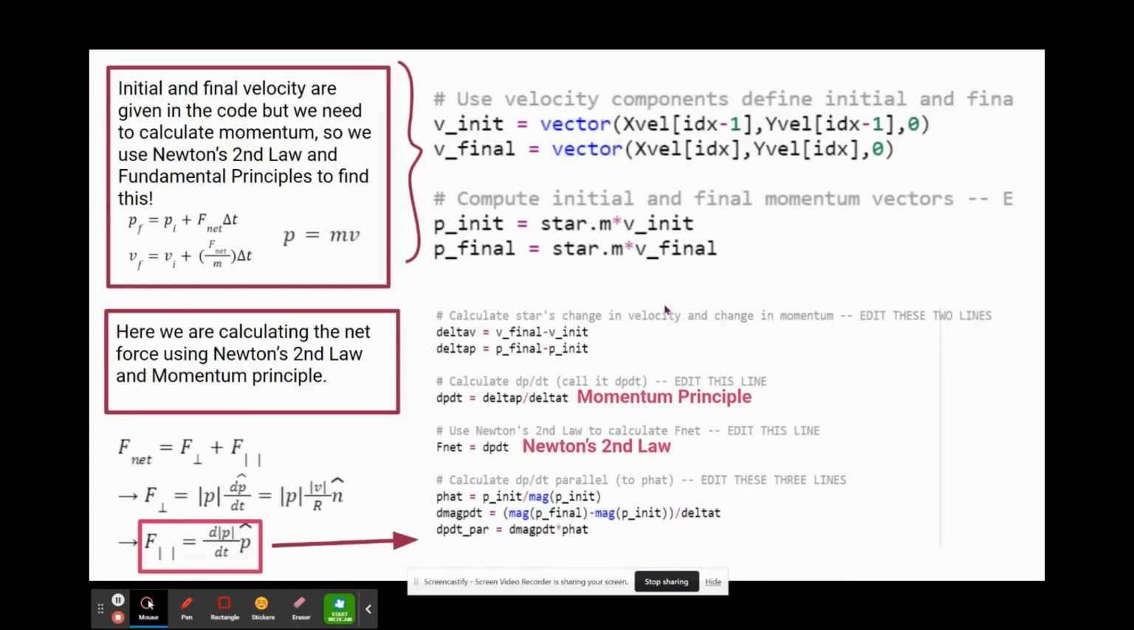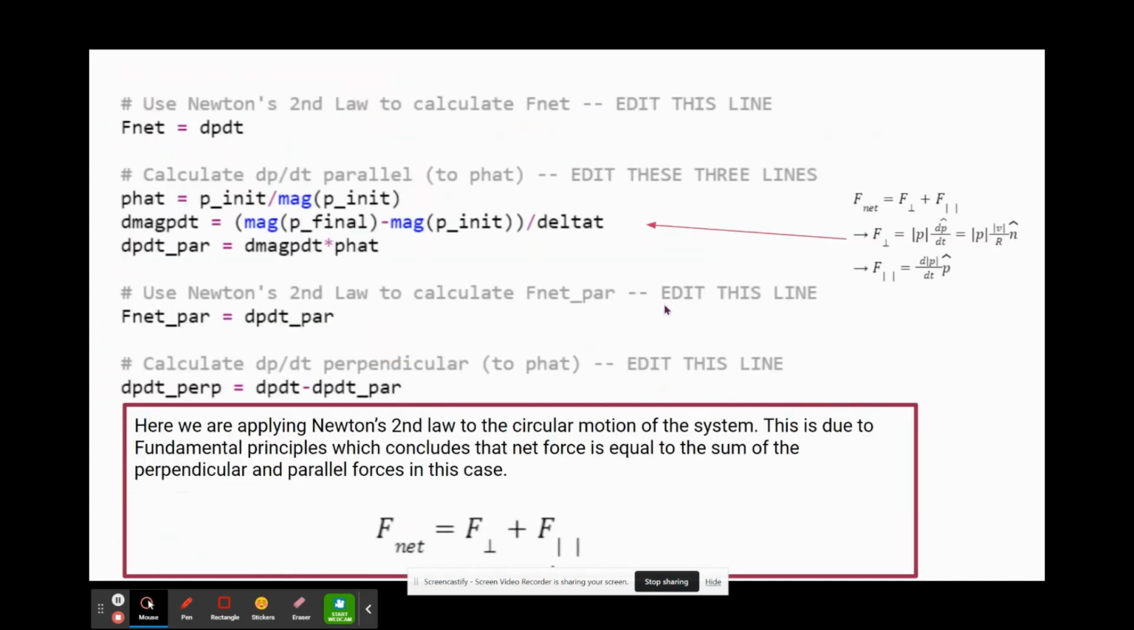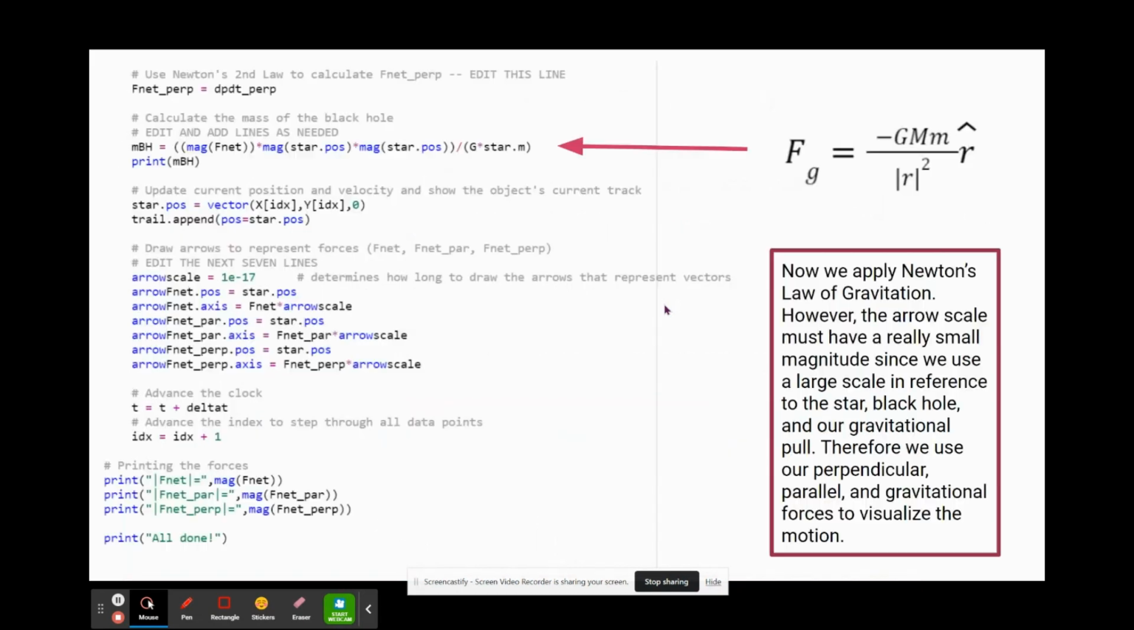So initial and final velocity are given in the code, but we need to calculate momentum. So we use Newton's second law and fundamental principles to find this, which I have labeled here. And here we are calculating the net force on the object using Newton's second law momentum principle. And then lastly, we do the perpendicular and parallel components of the force, since this is circular motion. Here we apply Newton's second law to the circular motion of the system, and this is due to fundamental principles, which concludes that the net force is equal to the sum of the perpendicular and parallel forces in this case, since this is circular motion.